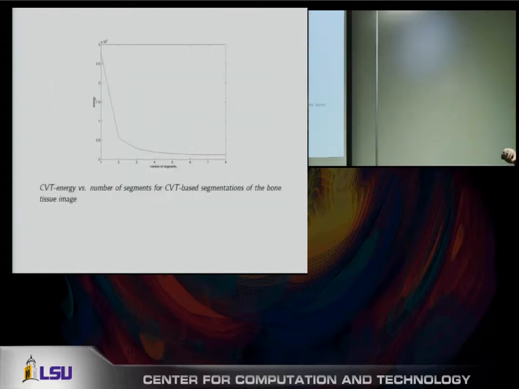And here's the elbowing effect for that picture, which shows that you gain quite a lot in going from 2 to 3 segments. You don't gain so much going from 3 to 4, and then after that you gain very little.